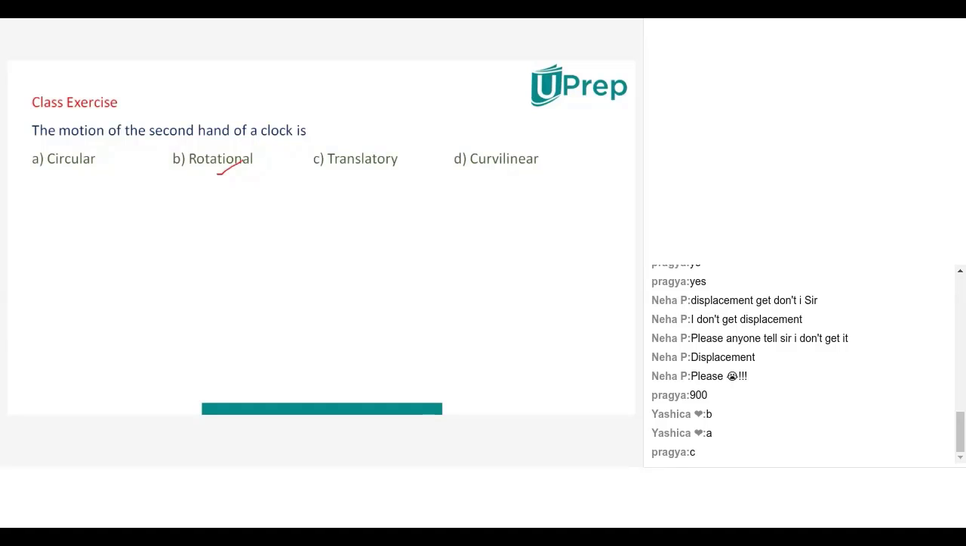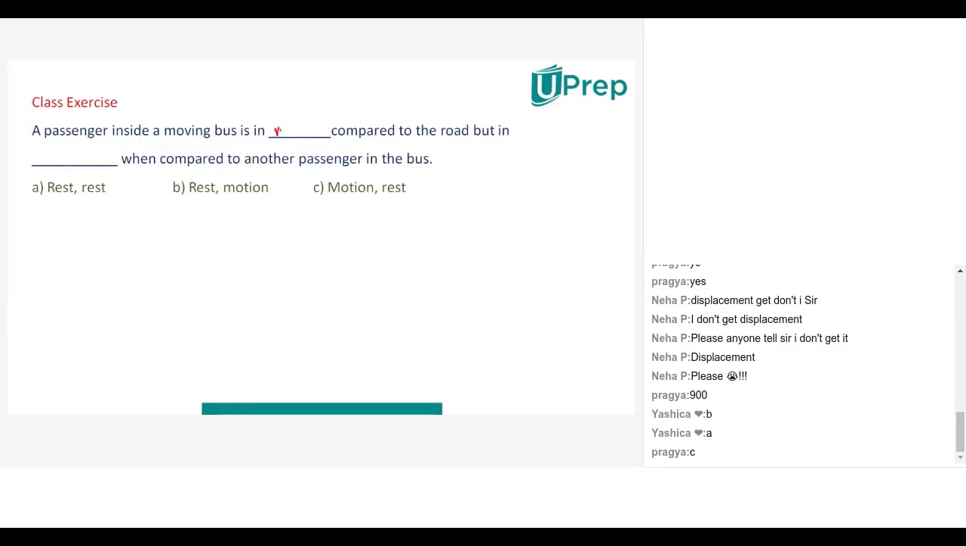Right. A passenger inside a moving bus, compared to the road. That means he will be in a state of motion or rest? Motion. Right, a passenger in a moving bus is in motion compared to the road, but at rest when compared to another passenger in the bus. Isn't it? Yeah. It's C, motion and rest. Okay.